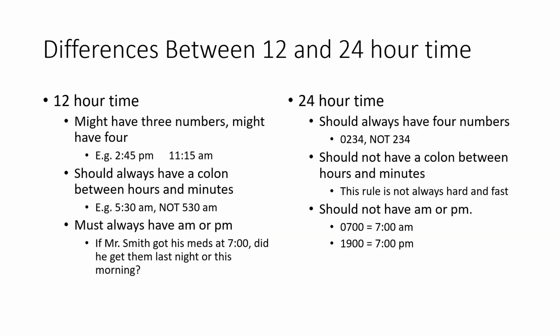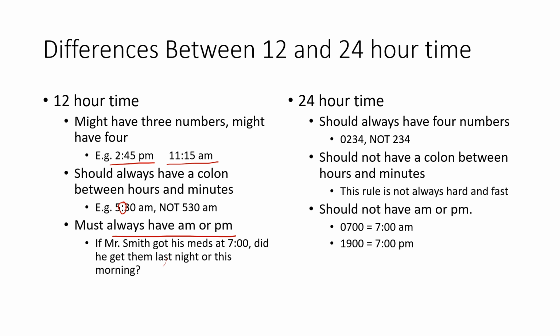So there are a few key differences between 12 and 24-hour time that you should know and that I will be looking for when I'm grading your homework and your quiz. So 12-hour time might have 3 numbers, it might have 4, right? We can write 12:45 p.m., we can write 11:15 a.m., depends on what time it is. It will always have a colon in between the hours and the minutes. So we should always write 5:30 with a colon in between your hours and your minutes. You would never write it 530 like that. And it should always have AM or PM.